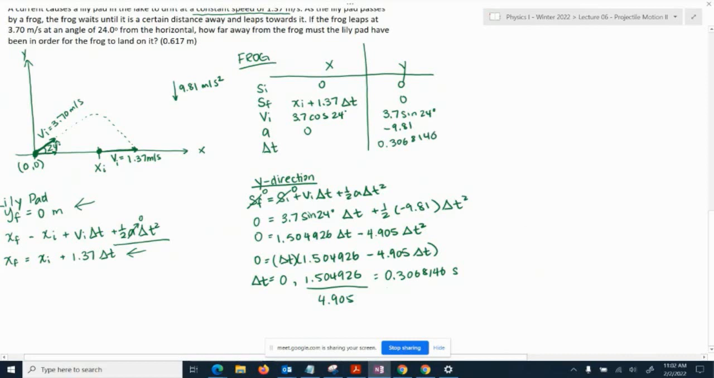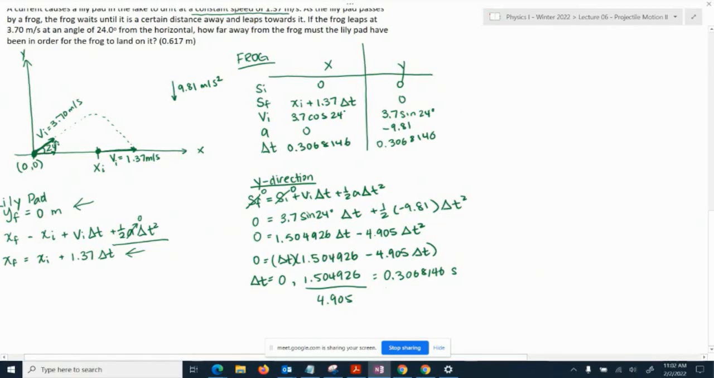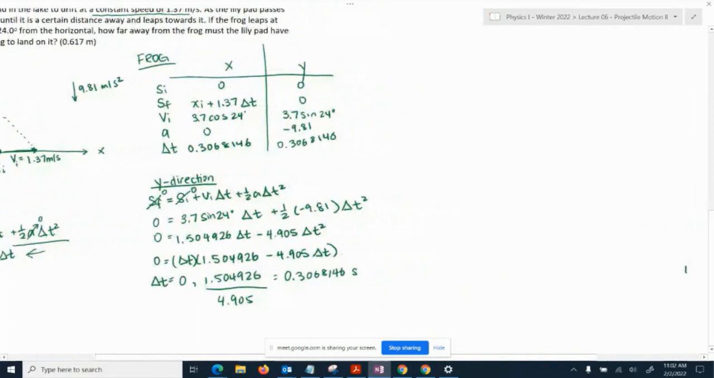0.306846. And because the x direction and the y direction share the same time, since time is not a vector, it doesn't have x and y components, it's just the same value. It's a scalar. So we can put this in the table in the x direction as well. Okay, so now we have the time and we can move on to the x direction to solve for our missing value.